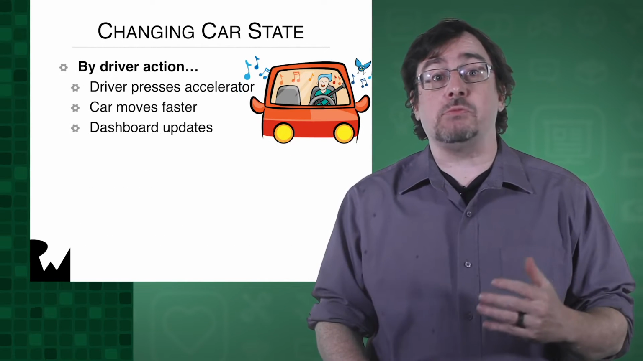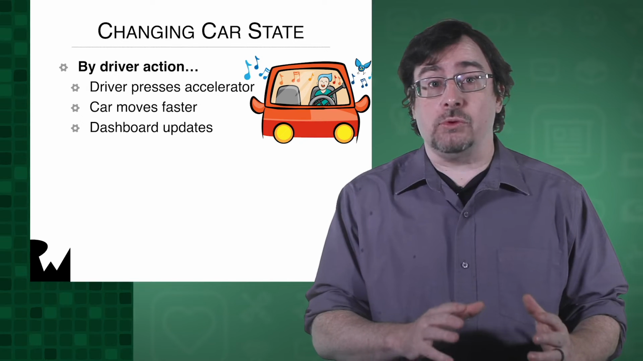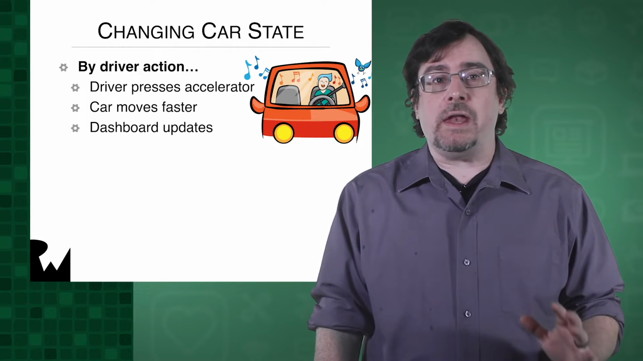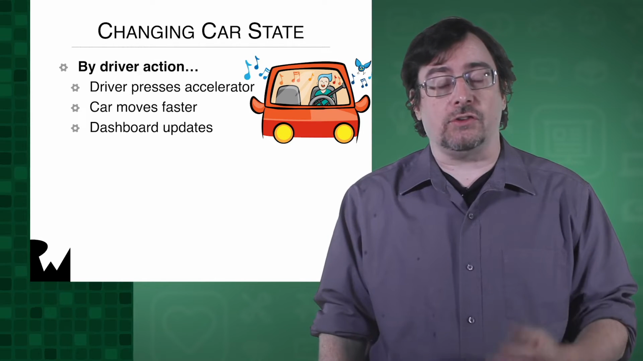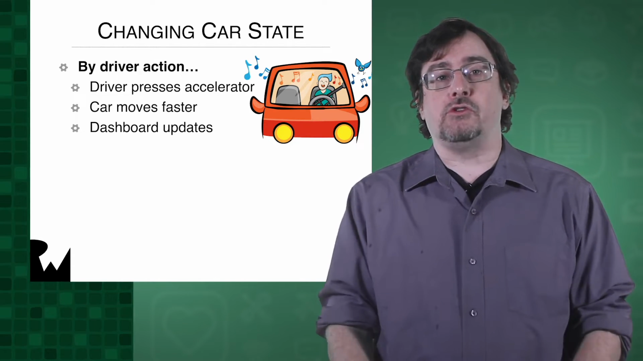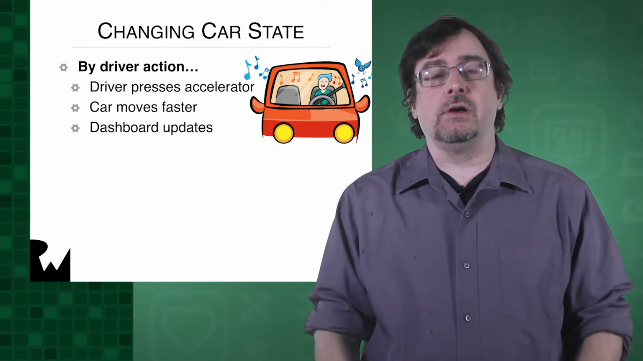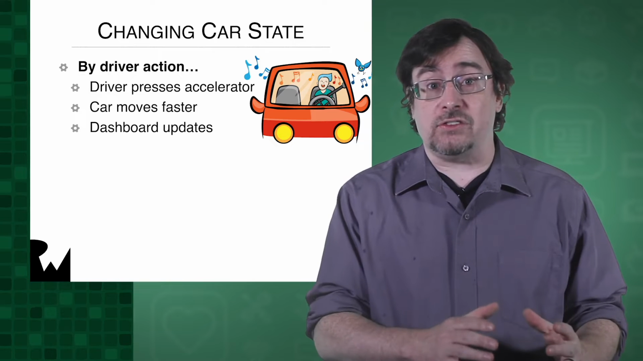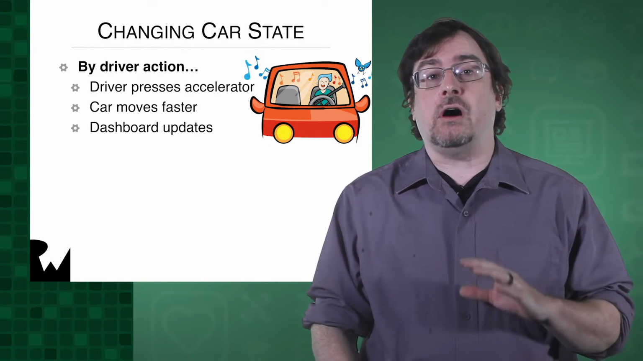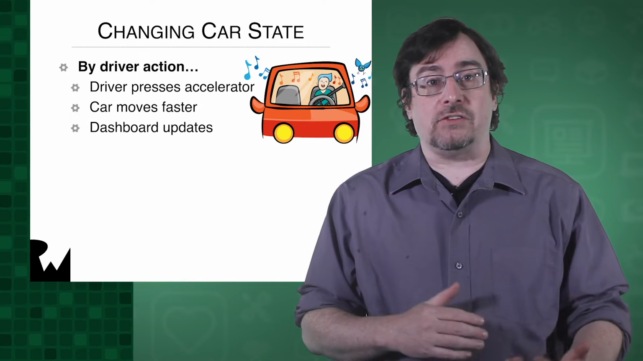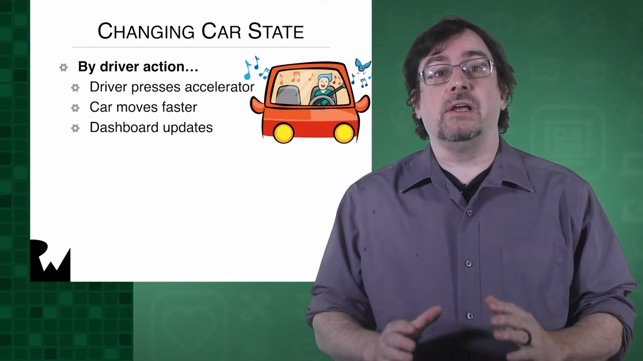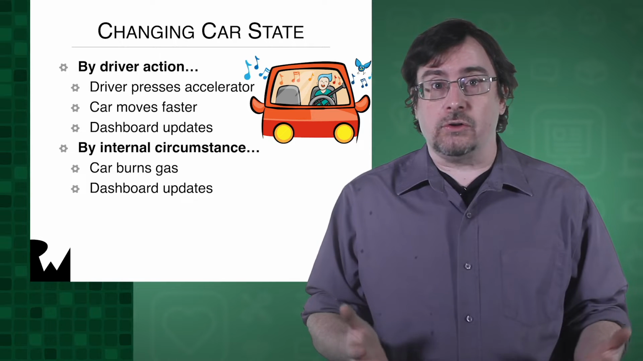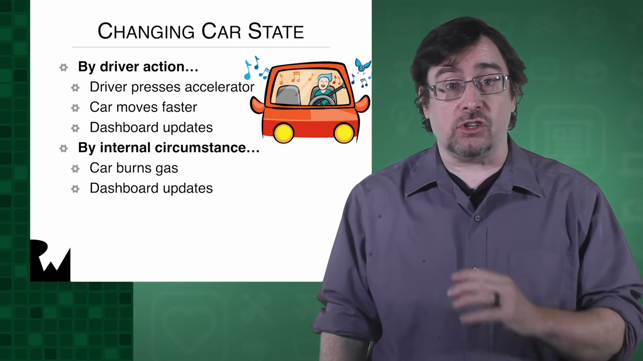Keep in mind that the dashboard isn't the car's actual state. It's just a visualization of it. To see what I mean, think about what happens when the driver changes the car's state. For example, the driver presses the accelerator and the car starts to move faster. The dashboard then updates to show the new speed. So the car's state is actually how fast the car is moving, and the dashboard is just helping the driver visualize that fact.